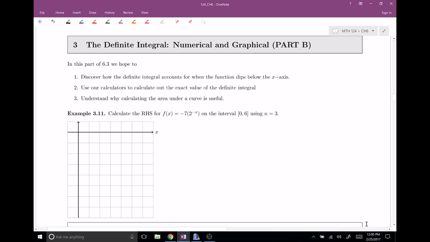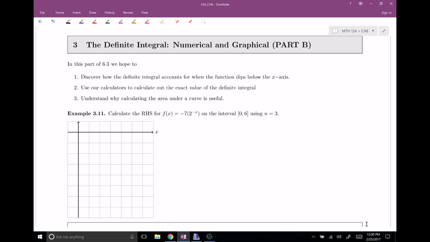Alright, welcome back everyone to section 3, the definite integral. Here we have three main goals for this part. We'd like to first discover how the definite integral accounts for when the function dips below the x-axis. We've only dealt with cases when it's above the x-axis so far.